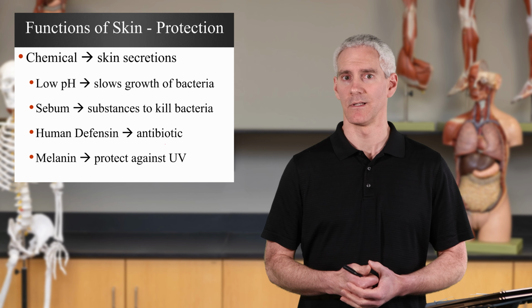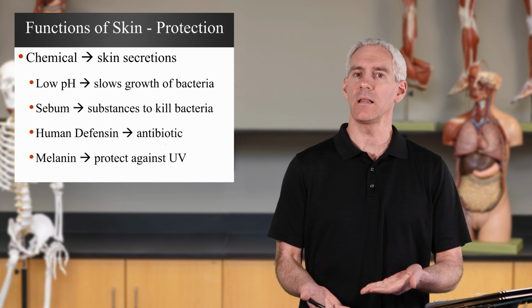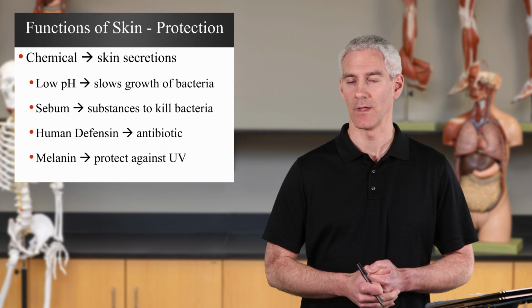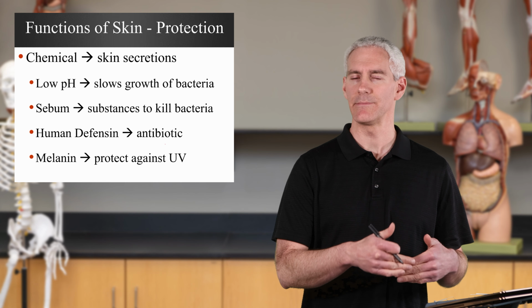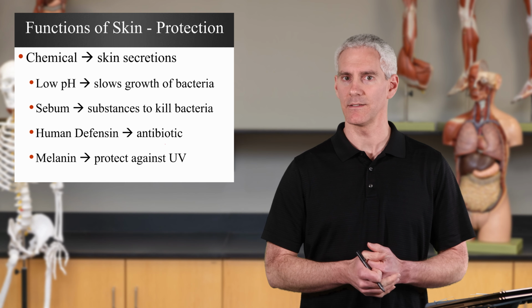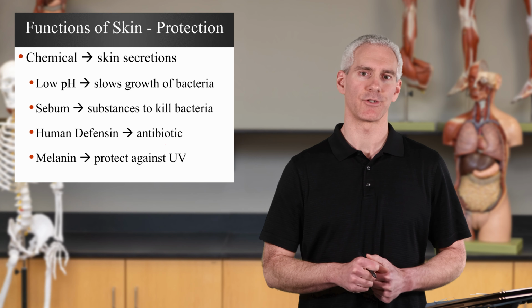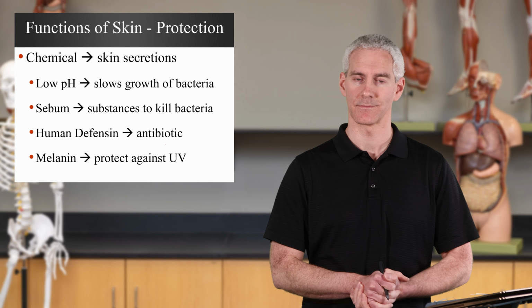And then melanin. We just spent a couple minutes talking about melanin, but it's a chemical. Melanin helps prevent and protect your skin from UV damage. So different chemicals, from a low pH solution, sebum, human defensin, melanin, they're all playing a part in having different protective measures, preventing things from damaging your skin or getting into your skin.